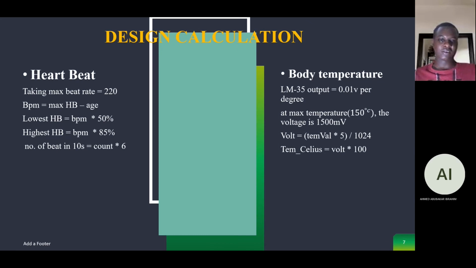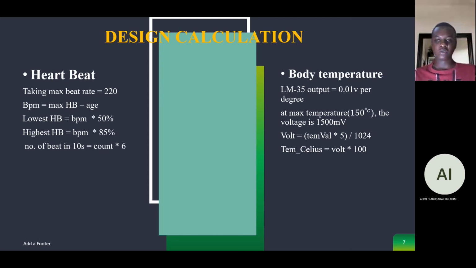So this is the design calculation for my system. The heartbeat first, we take a heartbeat of 220 and also the maximum heartbeat whereby the BP is supplied by the age. So the lowest heartbeat is multiplied by 50%, and also the highest heartbeat is multiplied by 85%, and also the number of beats in 10 seconds equals the counting times 6, which is 1 minute. We will have the beat in 1 minute.